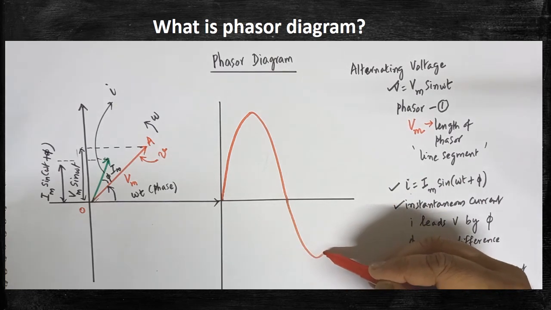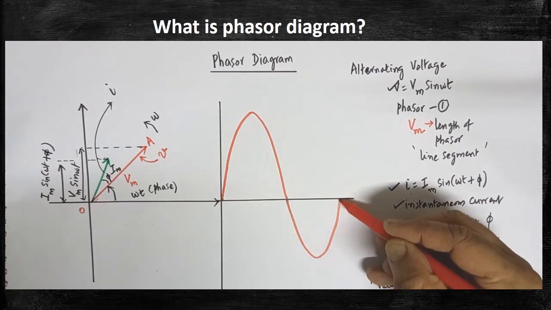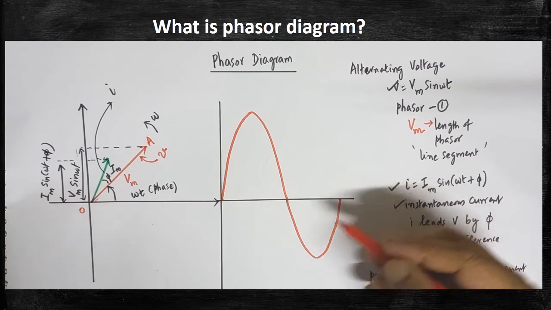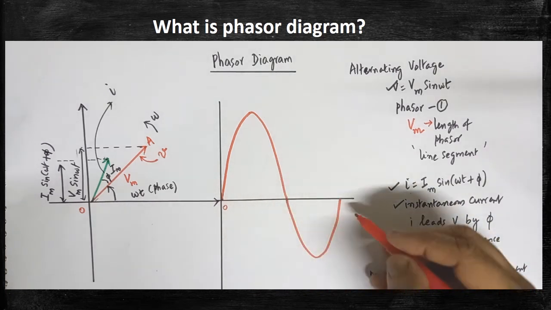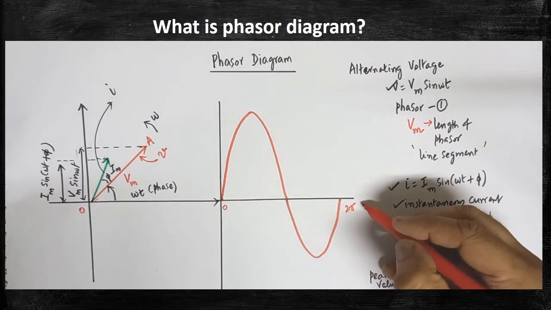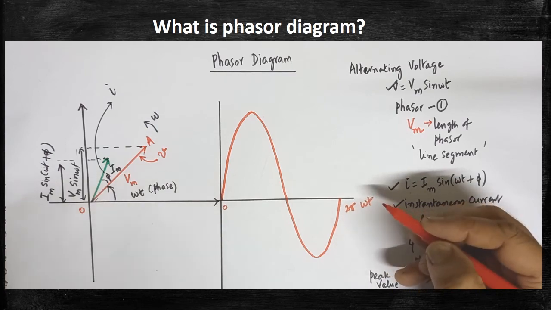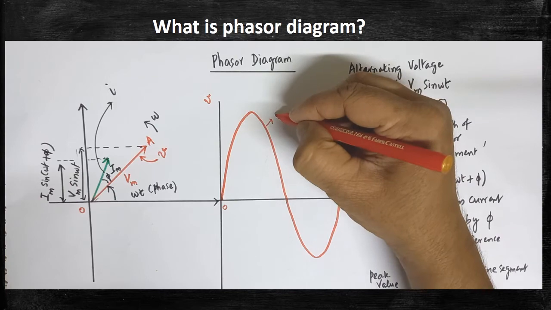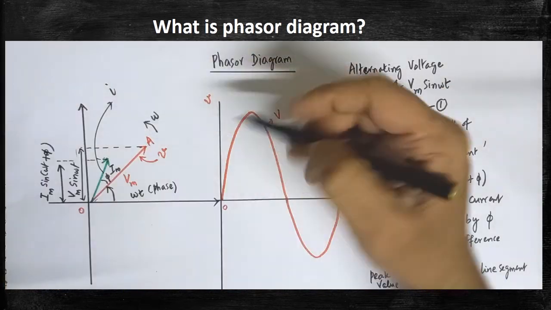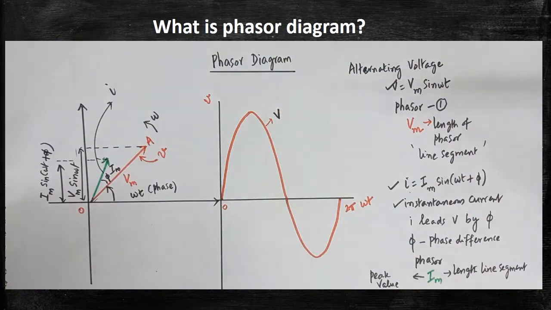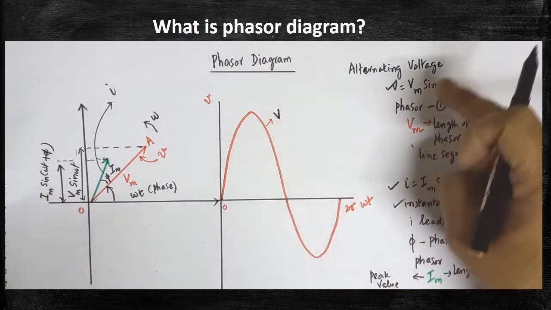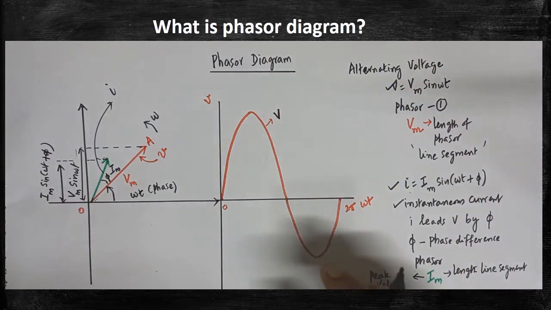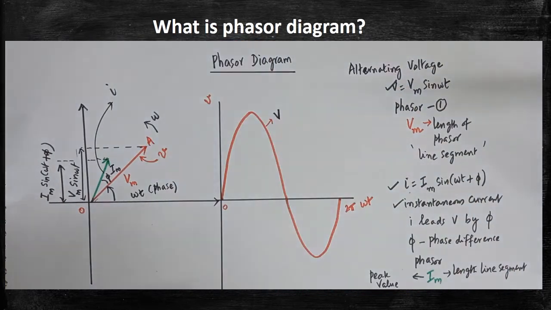We know very well that it is varying sinusoidally. So here you have to write 0, here you have to write 2 pi. The graph is drawn between omega t and V. This one represents the instantaneous voltage. This one represents the alternating voltage. It is drawn.